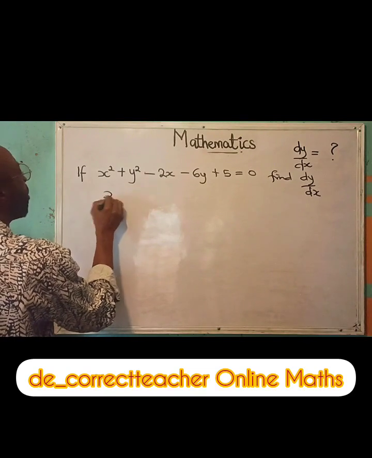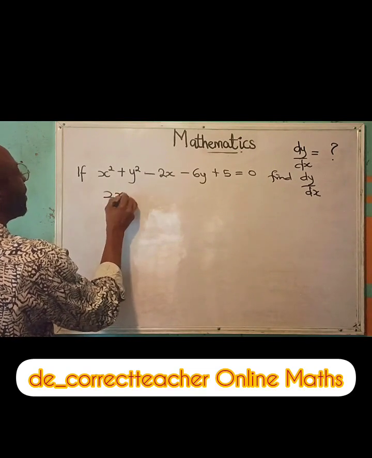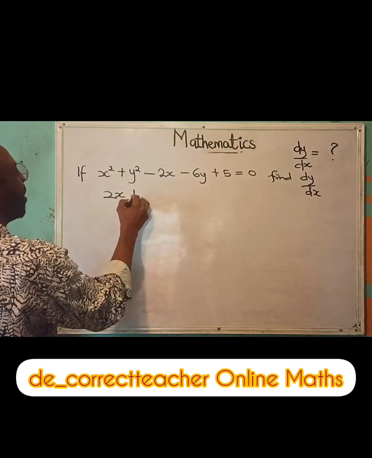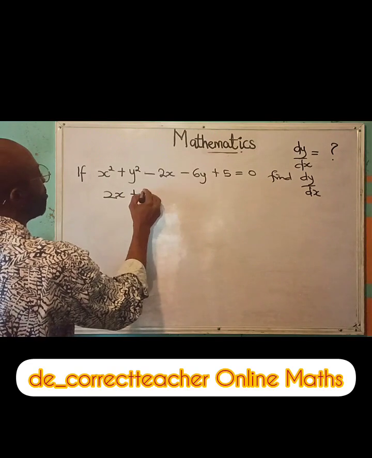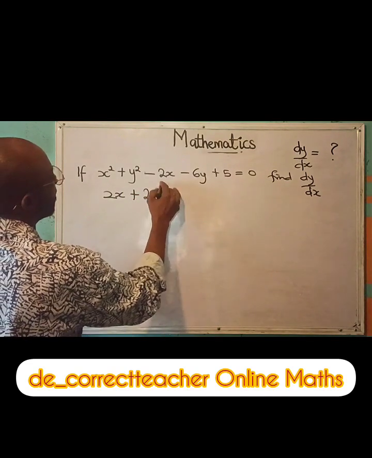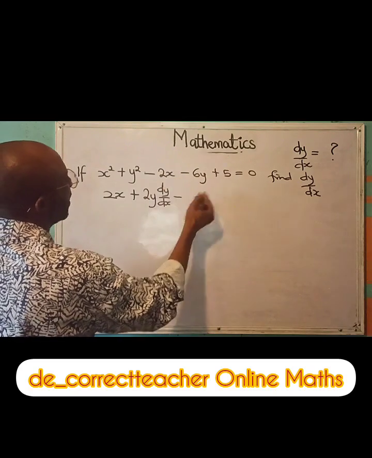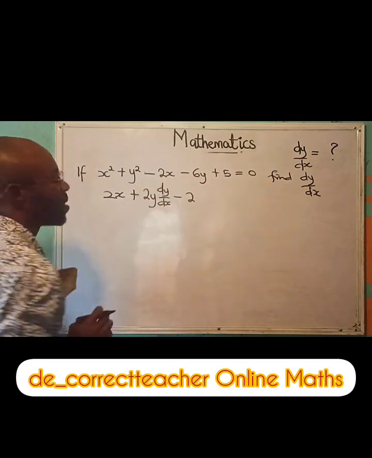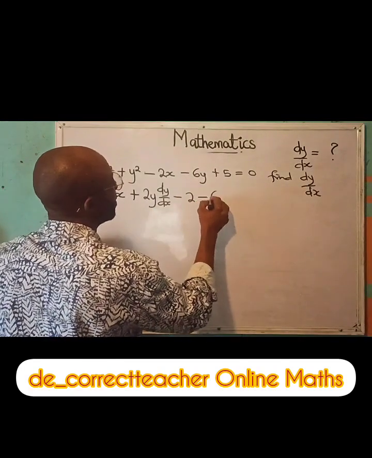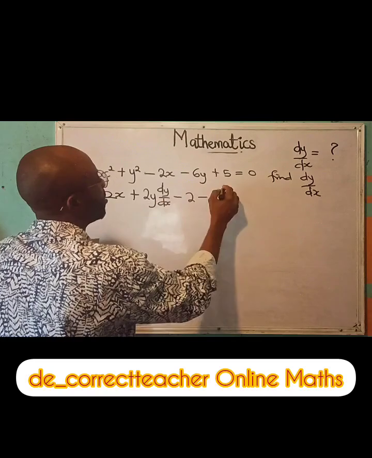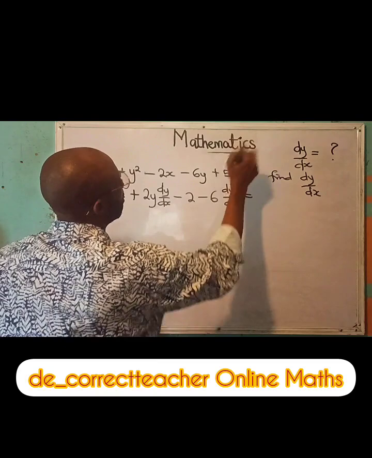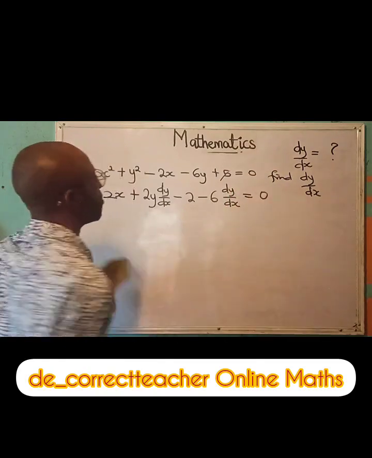So x squared, if you differentiate it, the derivative of x squared is going to be 2x, plus y squared is going to be 2y. Remember, we're introducing dy over dx. Then minus 2x. Anytime you are differentiating a term with just x without an index attached to it, it is that number. Then what about y? It is 6, but since there's y here, we introduce dy over dx. Equals, this one will go 0.